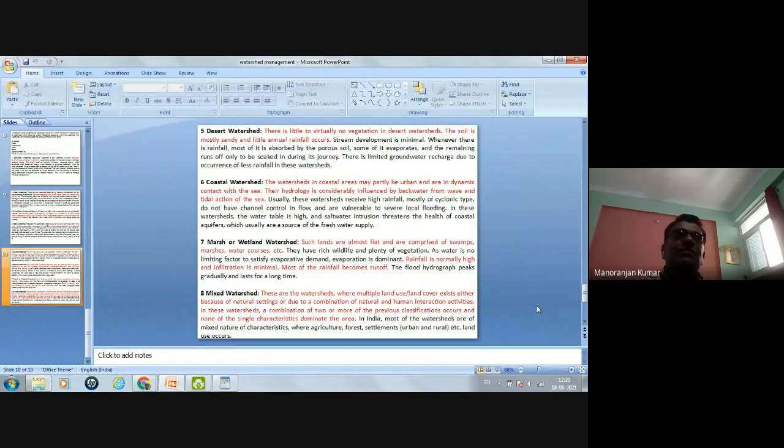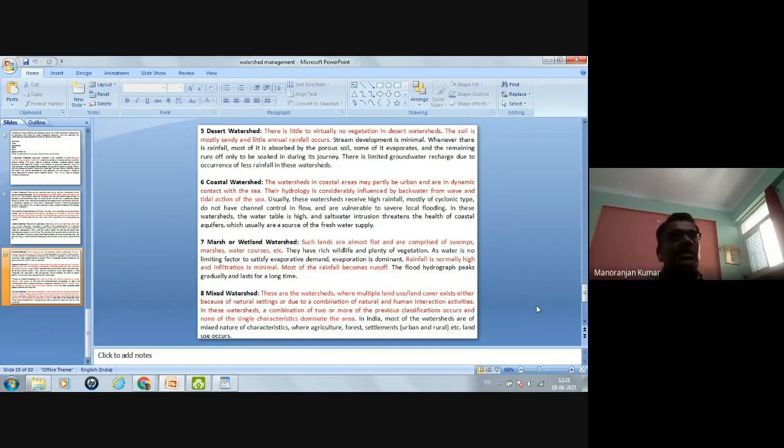Okay, and if there is rainfall, since here the temperature will be more, some water will evaporate, and some water will be soaked during the runoff. So you can say there is little groundwater recharge also. Okay, so if there is little groundwater recharge, then the water level in our aquifer will be very, very less.